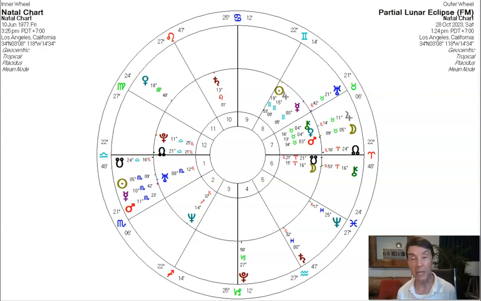And so this eclipse happening in the seventh house is actually saying that decisions have to be made. Major choices have to be made here around how you deal with people, how you get affected by people, how you respond to people. This is going to be really big for this person this year because of this eclipse.